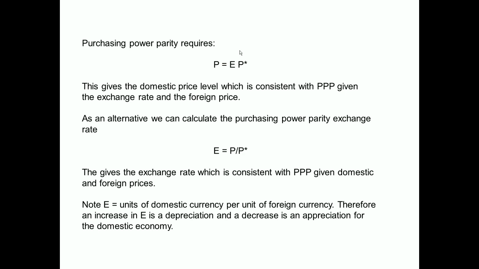But as an alternative, we could calculate the purchasing power parity exchange rate. This is given by the expression here, E equals P divided by P star. And this gives the exchange rate, which is consistent with purchasing power parity given domestic and foreign prices. One thing to note throughout is that E here is the exchange rate and is defined as units of domestic currency per unit of foreign currency. Therefore, an increase in E constitutes a depreciation and a decrease in E constitutes an appreciation with respect to the domestic economy.